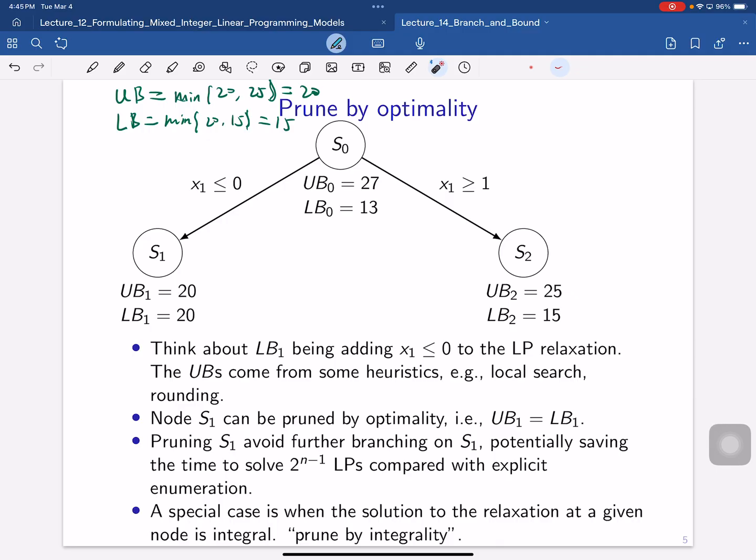Okay. So a special case of pruned by optimality is so-called pruned by integrality. That means when you solve the relaxation at a given node, the solution to the relaxation satisfies all the integrality constraints. Okay, so in that case, why can you prune by optimality if the solution to the relaxation is integral?